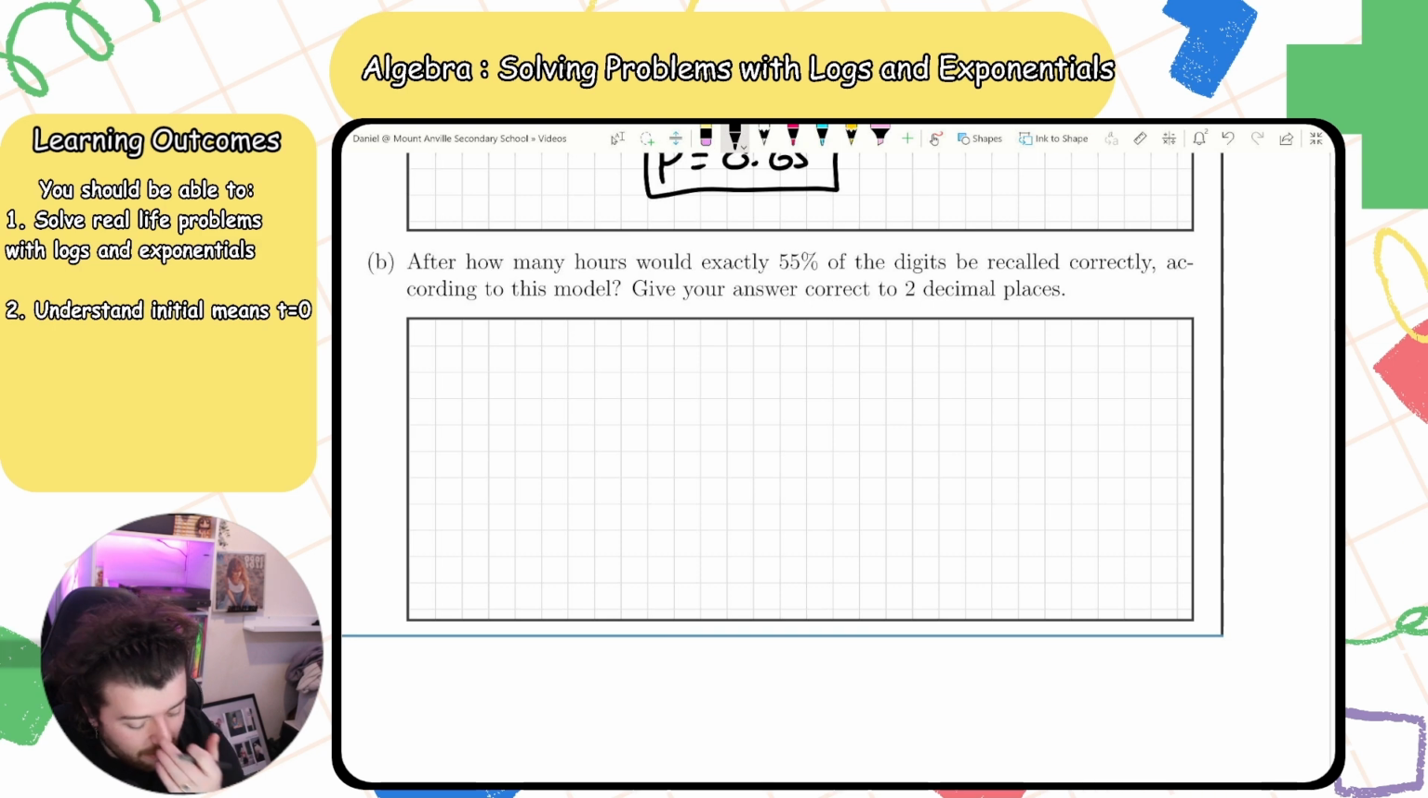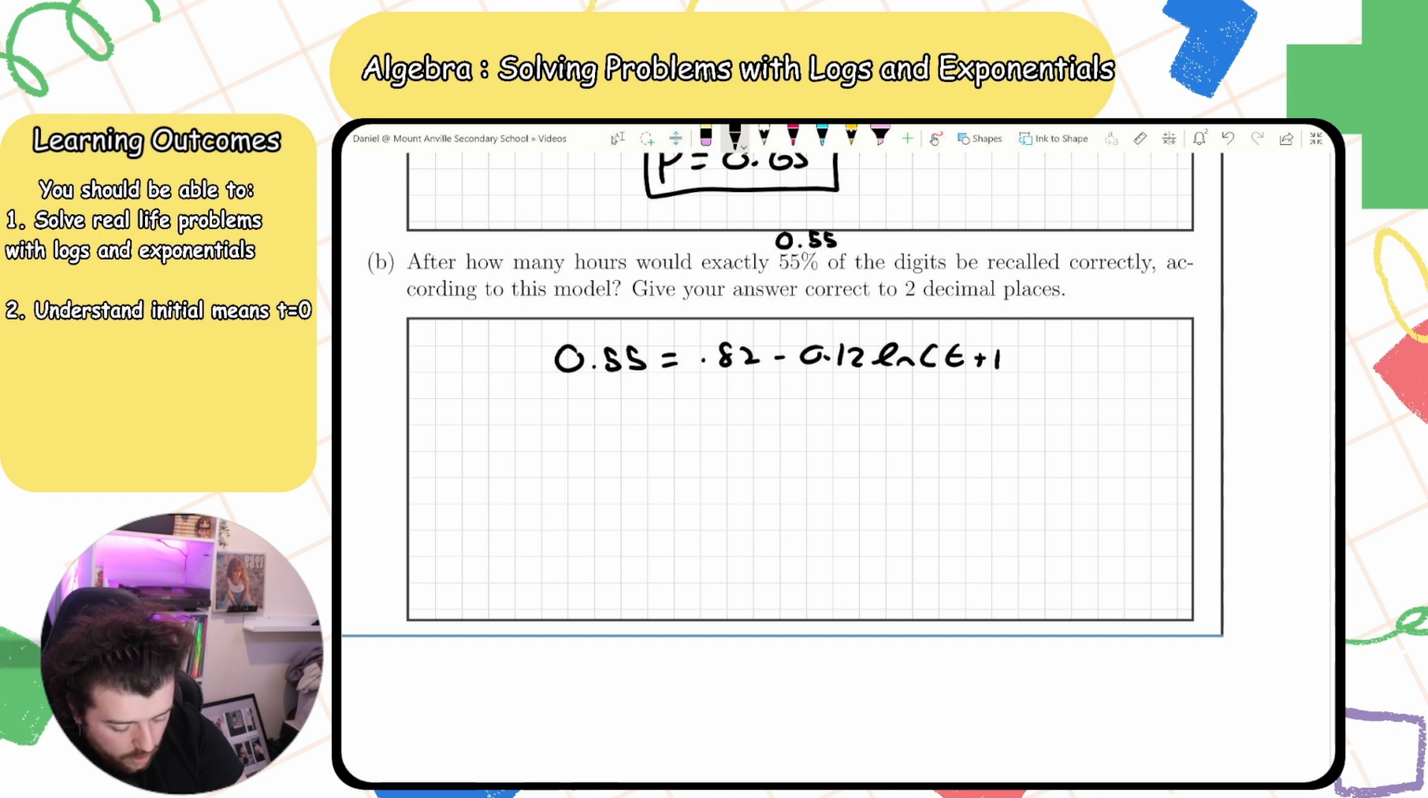It says, after how many hours will exactly 55% of the digits be recalled correctly? So remember, we're dealing with proportions, so 55% is the same as 0.55. So 0.55 is equal to 0.82 minus 0.12 ln(t plus 1). So we're looking for how much time will pass before he will recall 55% of the digits given to him. We don't know what t is, so we want to solve for t.